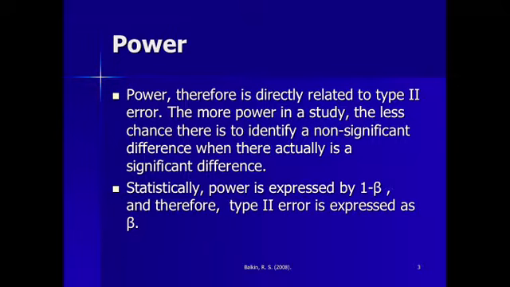The more power in a study, the less chance there is to identify a non-significant difference if such a difference actually exists. Whereas type 2 error is expressed as beta, power is typically expressed as 1 minus beta. So there's an inverse relationship between power and type 2 error. The more power, the less chance you have of making a type 2 error. The more power, the less chance of you missing a statistically significant effect.